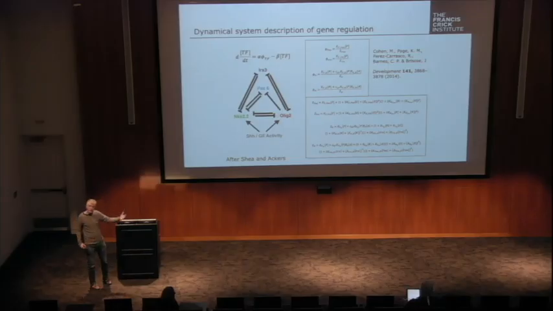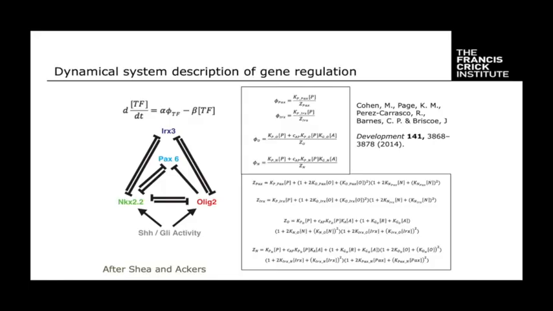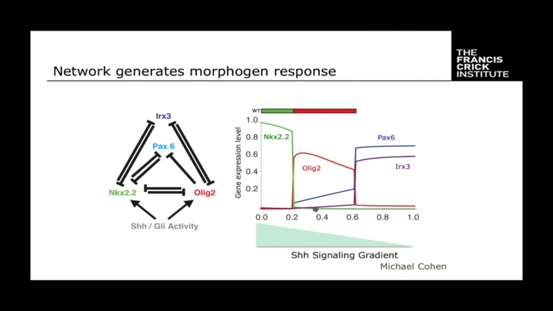I'm not going to get into how we then parameterize this network because it's published and we don't have time right now. But having written this model and then parameterized it, we can begin to explore how this network behaves in silico. For example, in silico, we can now simulate a gradient of hedgehog signaling and then look at the pattern of gene expression that arises.